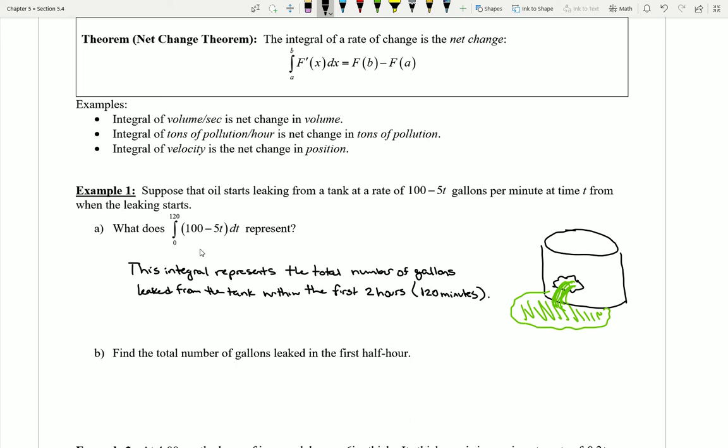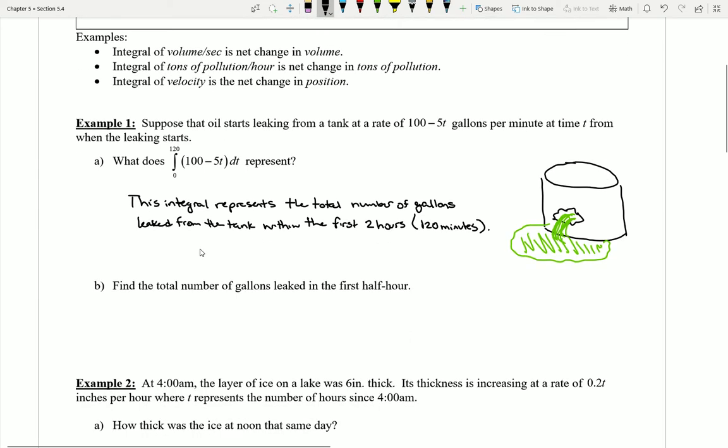Now, if I take a look at part B, if I was asked to find this total number of gallons leaked in the first half hour, I could think about setting up an appropriate integral to do so. The first thing I would do is, of course, integrate the rate at which this liquid is leaving the tank. And if I only want to go over the first half hour, that would be from 0 minutes to 30 minutes. Integrating this is no big deal. I have a nice continuous function, a polynomial, so I can use my fundamental theorem of calculus part 2.